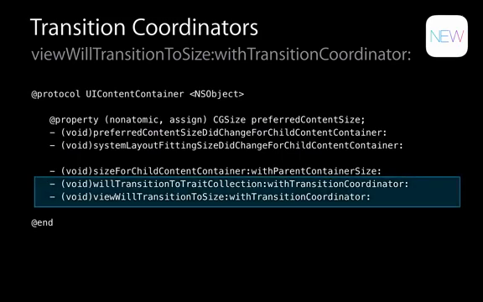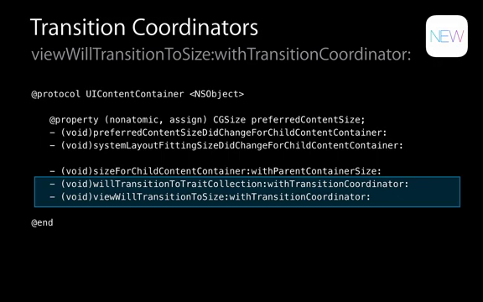Two of these are view will transition to size with transition coordinator. Next one is will transition to trait collection with transition coordinator. Now, I'm not going to talk too much about will transition to trait collection, but I did mention earlier that trait collections are associated with coarse application structure. And one of the best ways to adapt an application, it's not the only way, but it's one, is to implement will transition to trait collection.